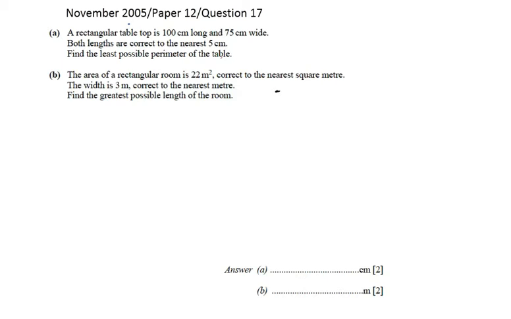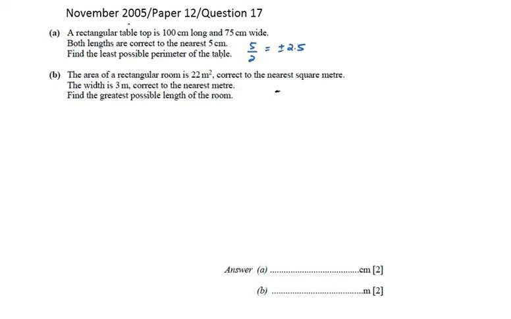Here we have another question of limits of accuracy from November 2005, paper 1, question 17. In part A, they are saying a rectangular table top is 100 cm long and 75 cm wide. Both lengths are correct to the nearest 5 cm. So when we divide 5 by 2, it will be 2.5. So to find the upper and the lower bound of the length and width of this rectangular table, we will add and subtract 2.5. Now here they are saying find the least possible perimeter of the table.